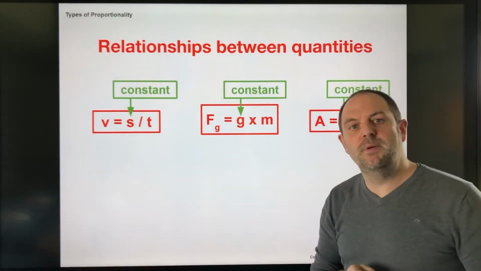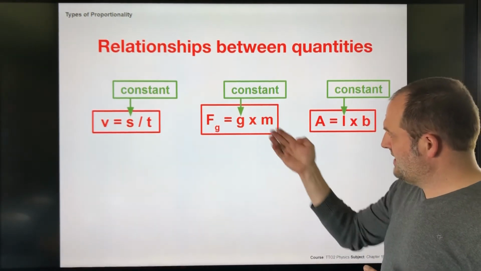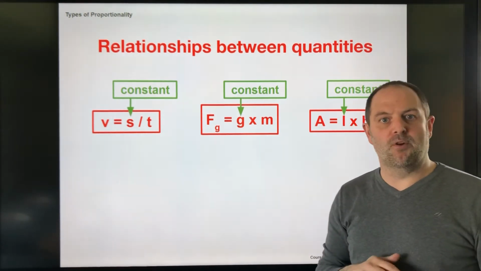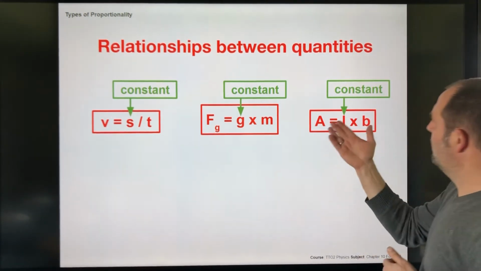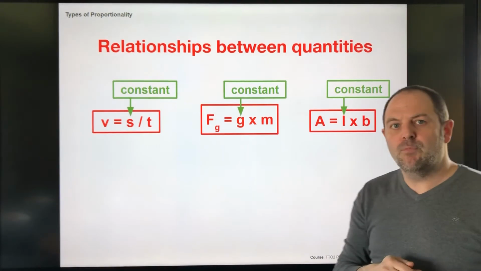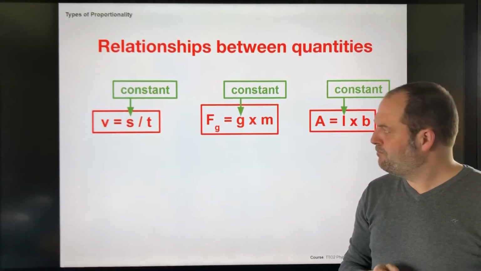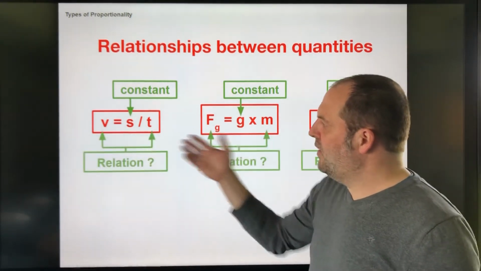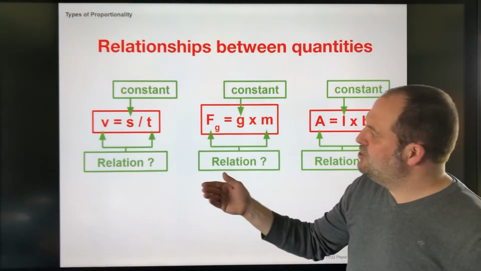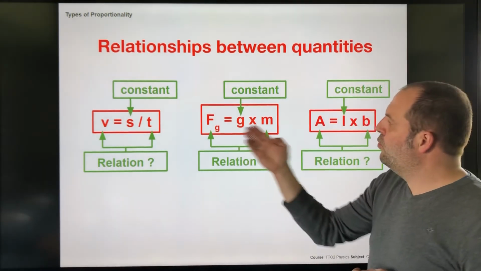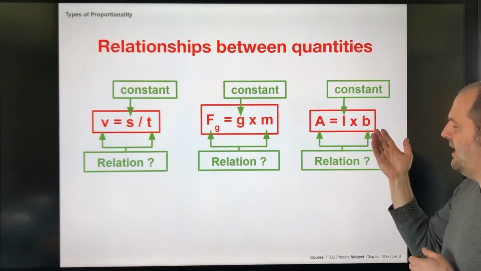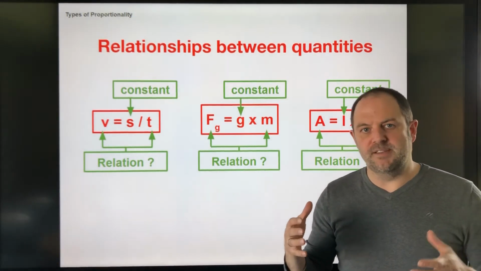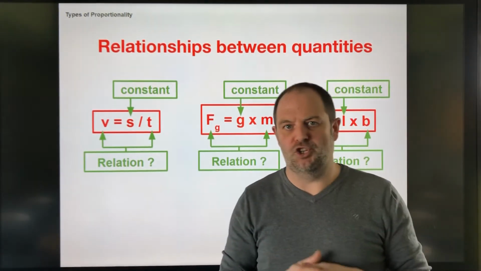So the constant value in these formulas is this. The distance is going to be a constant value in the first one. In the second one, well, it's of course the gravitational field strength. It's a fixed value, 9.81 here on Earth. And for instance, I'm going to keep the length of that rectangle the same. Well, then you need to figure out what is the relationship between the other quantities. So what is the relationship between the velocity and the time, the weight and the mass, and the surface area and the width. So that is the thing that we study with physics. We're always searching for the different relationships.